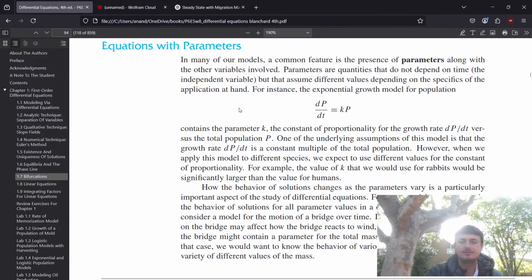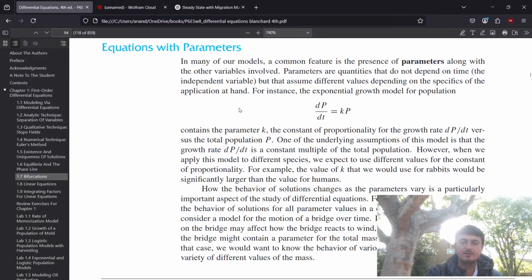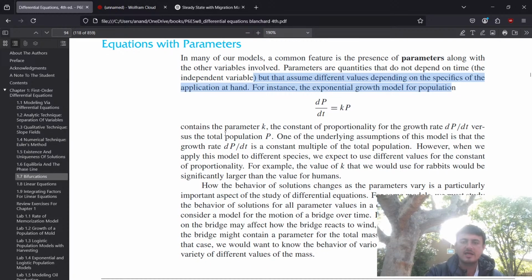All right, so starting with that as the background, in many of our models, a common feature is the presence of parameters along with variables. Parameters are quantities that do not depend on time, but that assume different values depending on the specifics of the application at hand. For instance, the exponential growth for population contains k, the constant of proportionality of the growth rate. One of the underlying assumptions of this model is that the growth rate is a constant multiple of the total population.